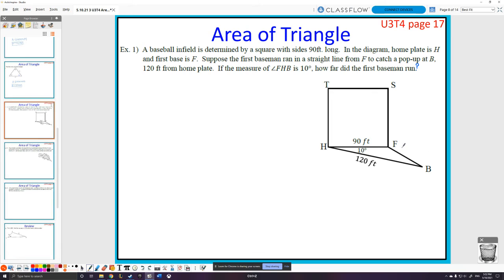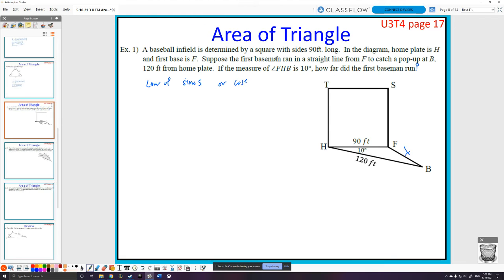This is where the first baseman ran. I'm looking for this value here. So actually, this is not even an area of a triangle. This is just simply looking for a side length. And I did forget we're covering a little bit of word problems here. So here I do want to make sure that either I'm using the law of sines or I'm using the law of cosines.